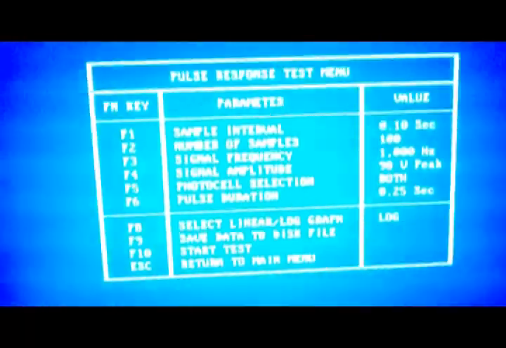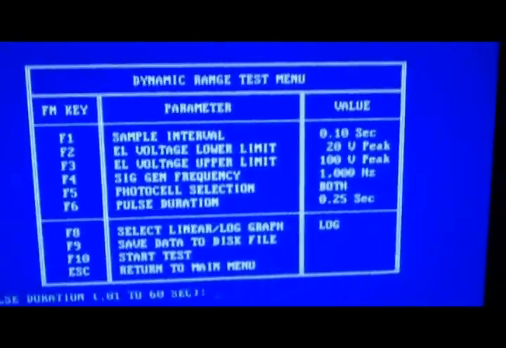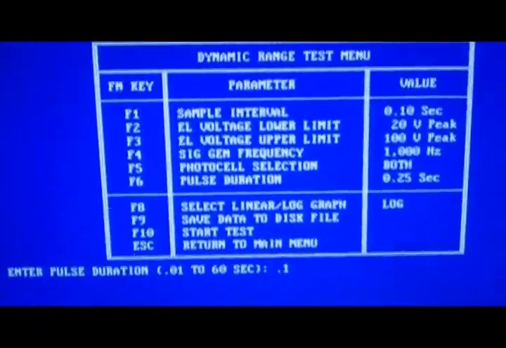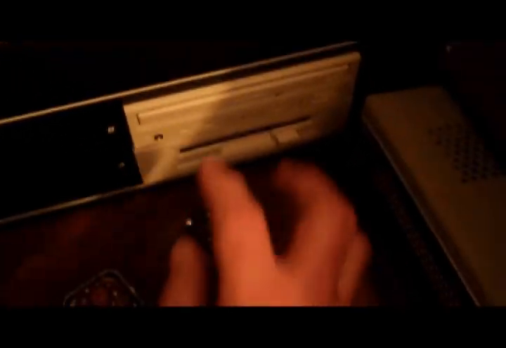So now that we've done the pulse test, let's go back and do a dynamic range test. Now, I do need to modify one parameter here. I need to change the pulse duration to 0.1 seconds. Okay, let's put the Kenetek T4B back in. And we will then do a dynamic range test. As soon as I can figure out how this goes in. There it is. Okay.